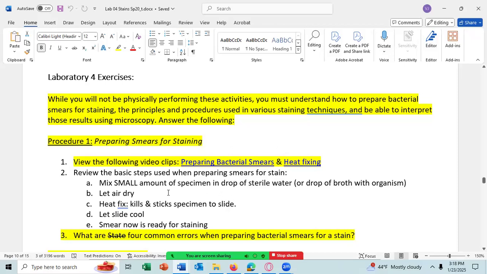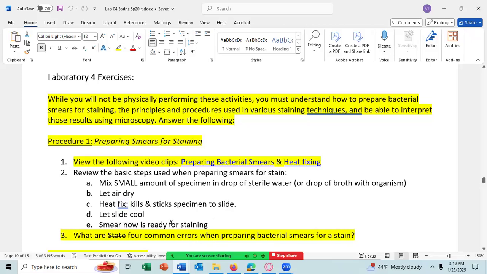First, you mix a small amount of the specimen in a drop of water, usually sterile water. Spread it around on the slide, let it air dry. After it's air dried, you heat fix. That you do by putting it up to the Bacti-incinerator, and that will cause the cells to stick to the glass of the slide, so they're not washed out by later procedures, such as the staining procedures. Let the slide cool, and now the smear is ready to be stained.